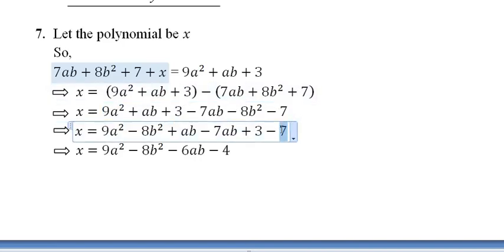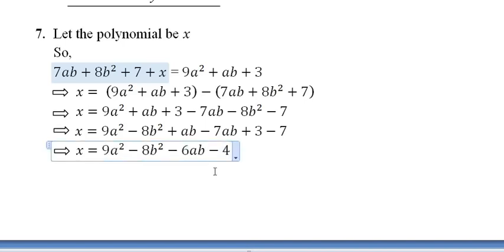Okay, now arrange them in an order. Arrange the like terms together, or arrange them in an order, whatever you say. And then after performing the mathematical operation, you will get your answer as 9a square minus 8b square minus 6ab minus 4. So the polynomial is 9a square minus 8b square minus 6ab minus 4.